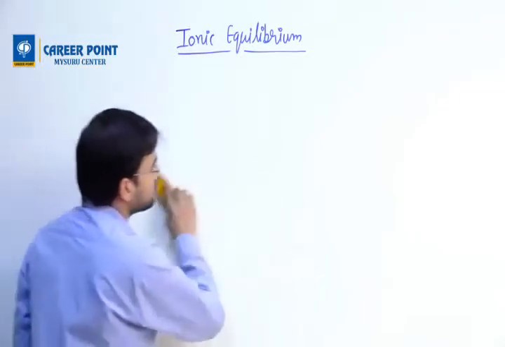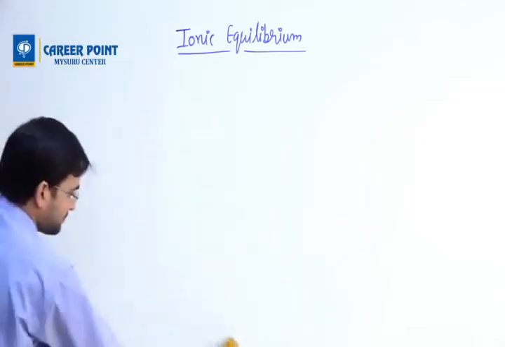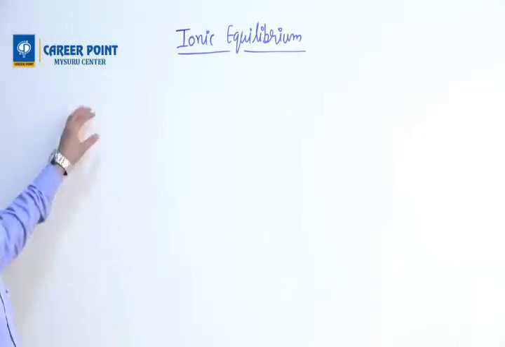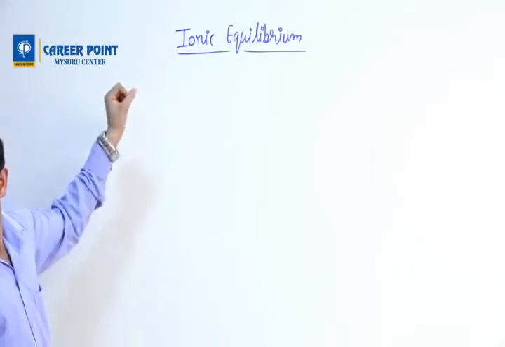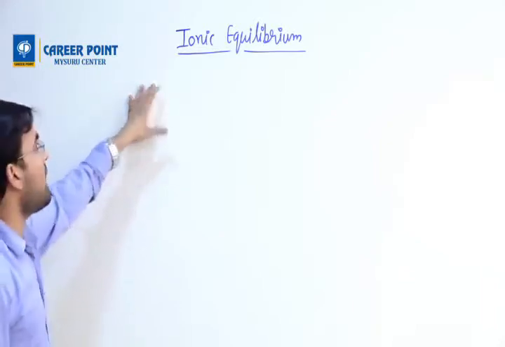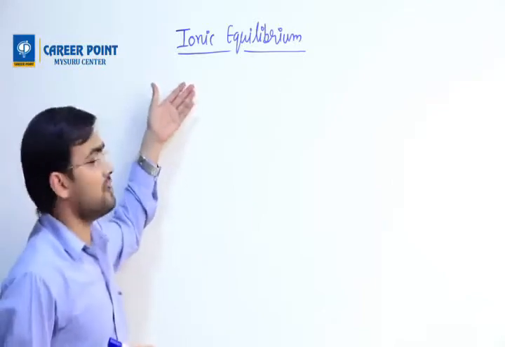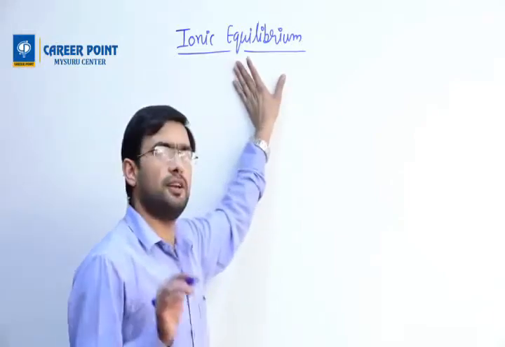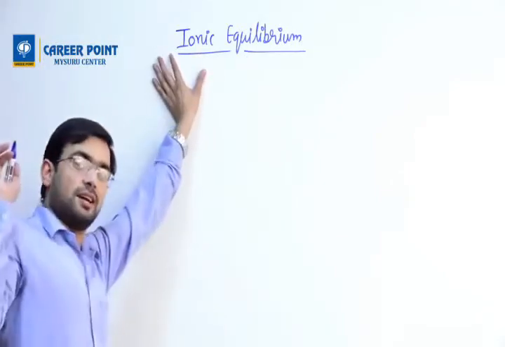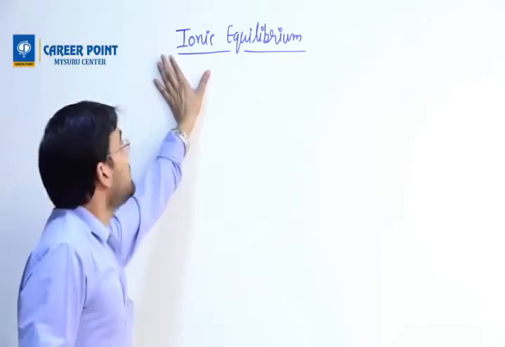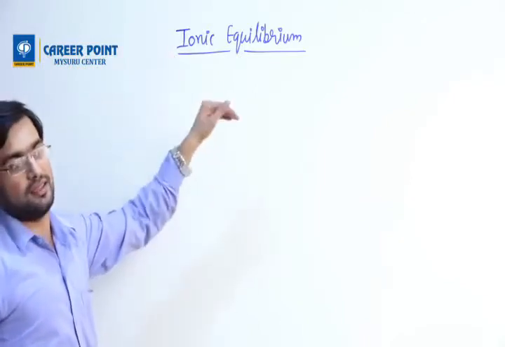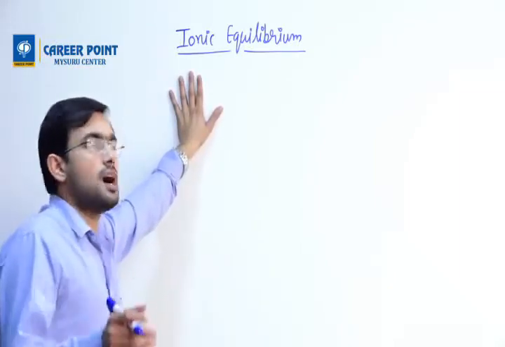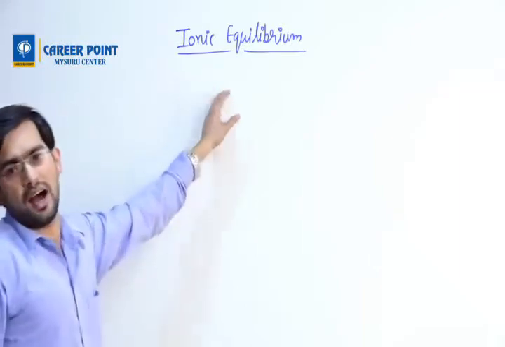Okay, so now ionic equilibrium. Just before this we finished chemical equilibrium, and this is ionic equilibrium. What is the difference? The equilibrium is the same. There it was chemical, meaning there was actual substance. Here I am using a word called ionic. It means in this case you will have ions. An equilibrium which involves ions is known as ionic equilibrium.